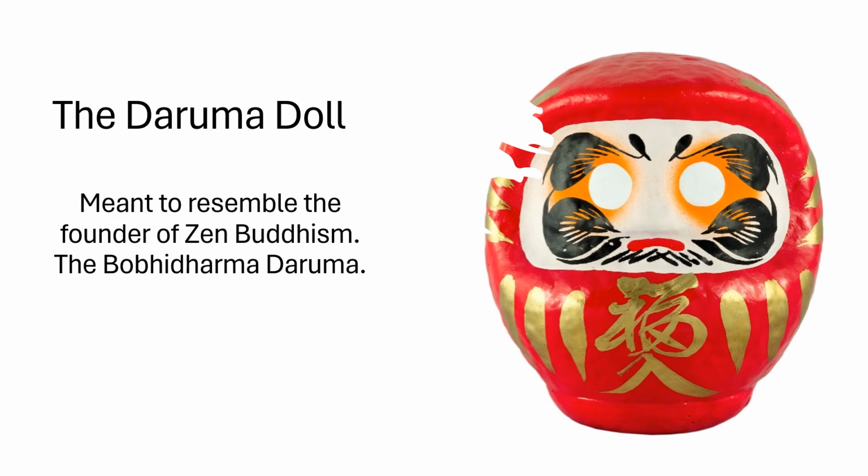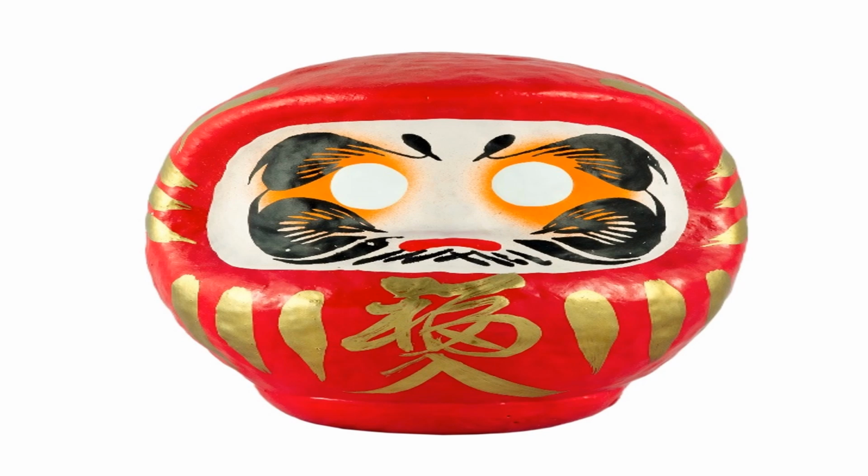This small doll is meant to resemble the founder of Zen Buddhism, Bodhidharma. Dharma brought the teachings from India to China in the 6th century. The dolls are used widely in Japan as good luck symbols and a reminder for much needed patience.